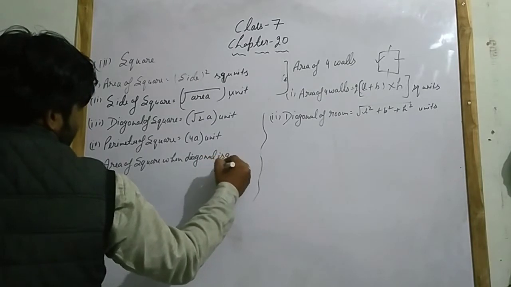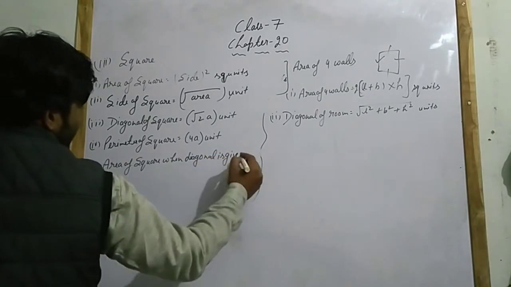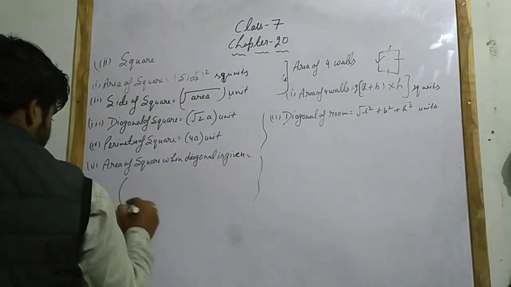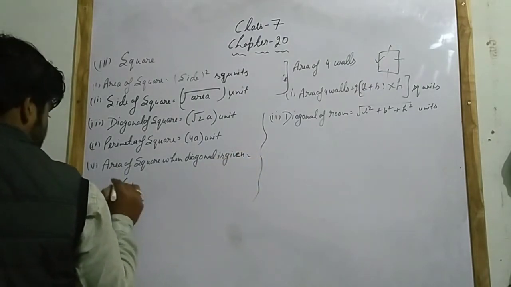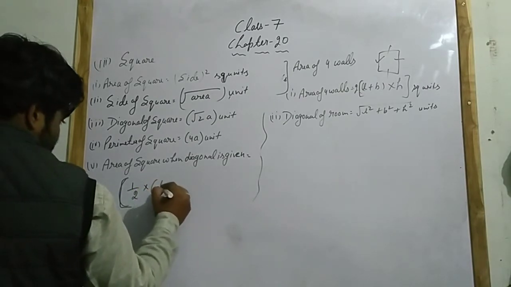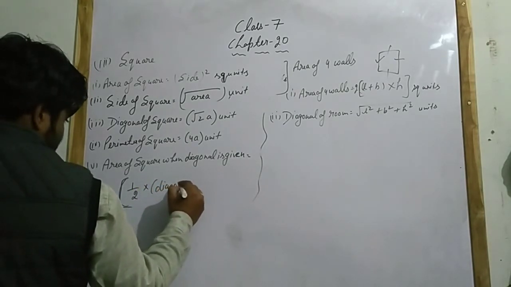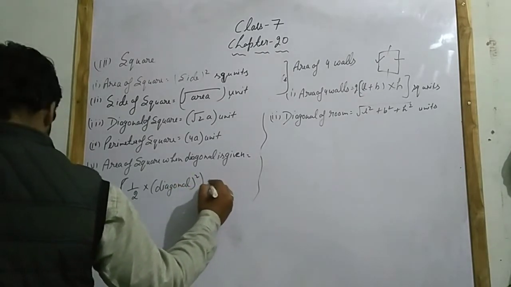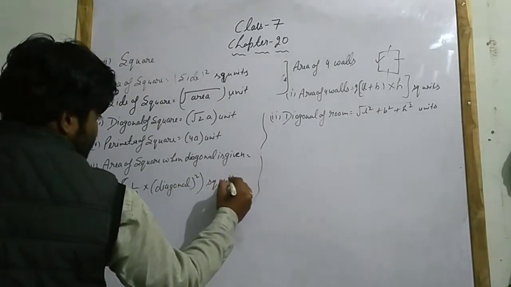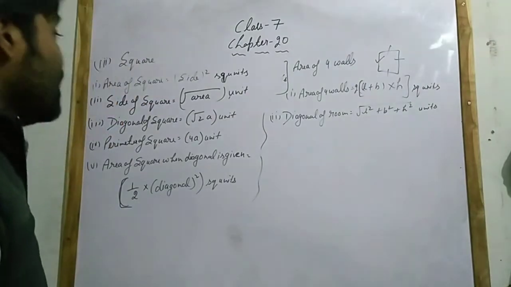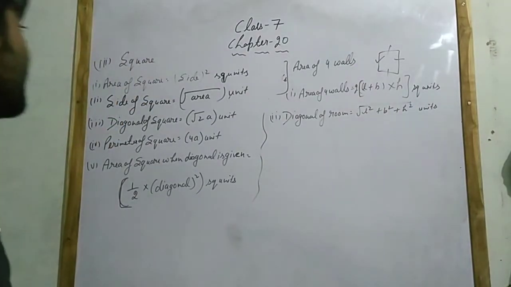When the diagonal is given and the side is not given, its formula is 1/2 into diagonal square, after that here square unit. These are the major formulas of this chapter. You have to remember this in your mind or you have to learn it also, right?